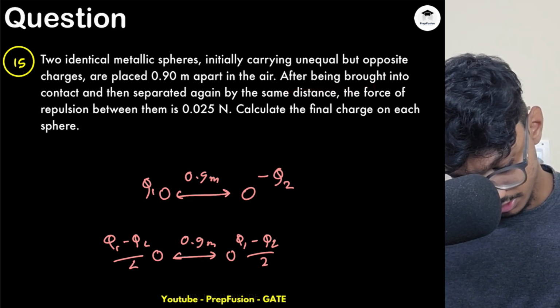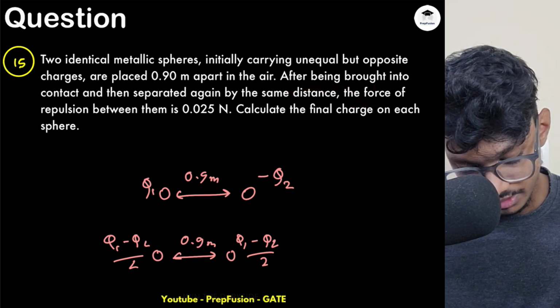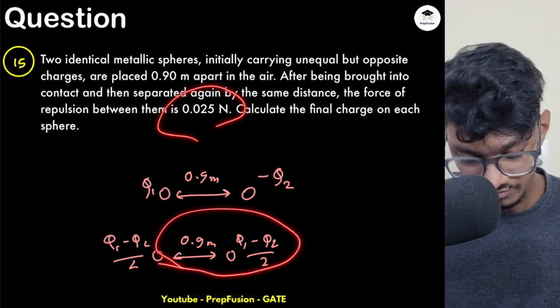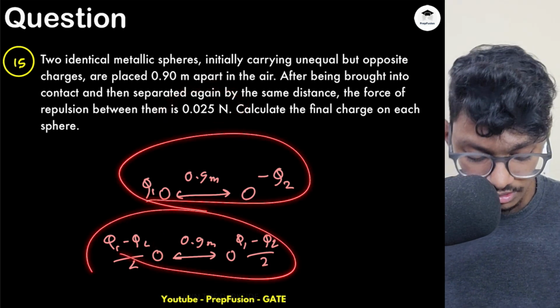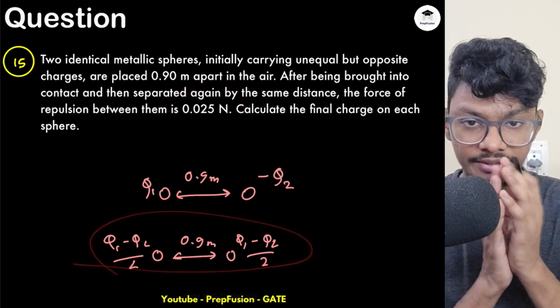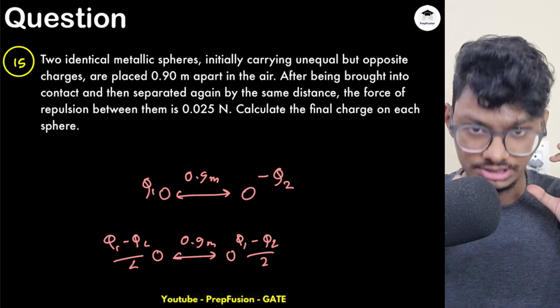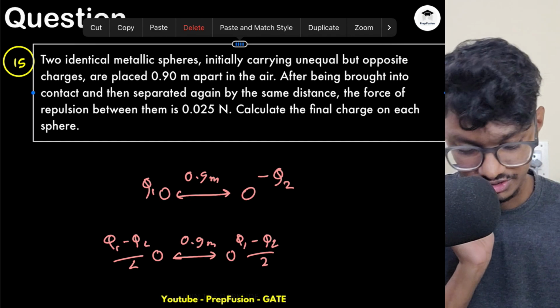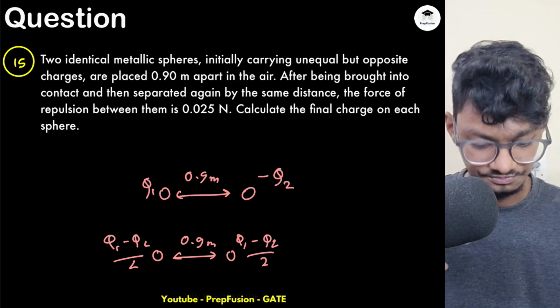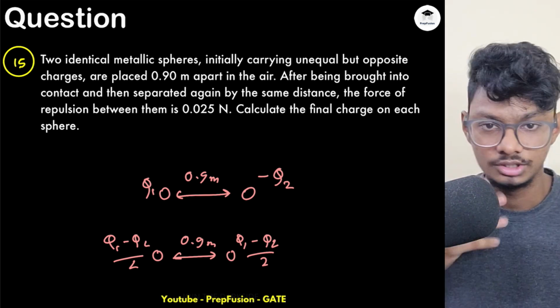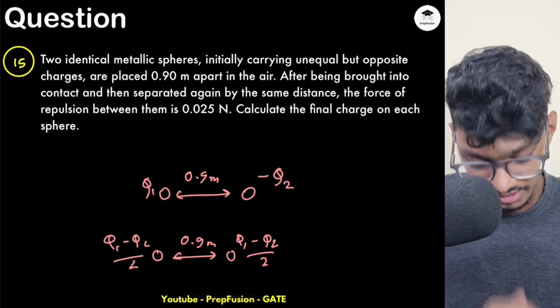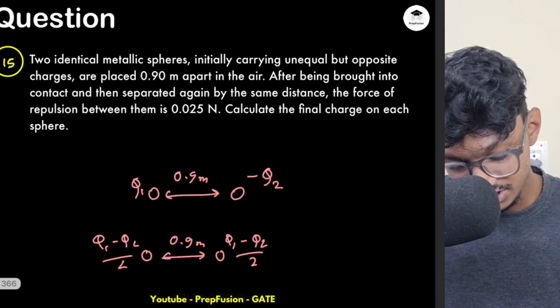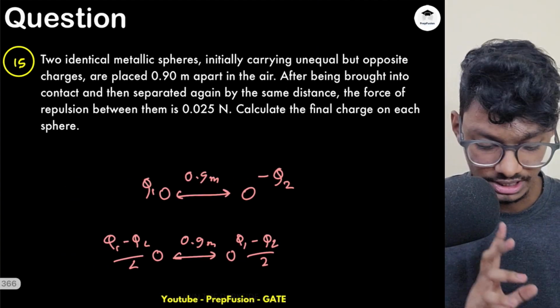after being brought into contact and then separated again, the force of repulsion between them is 0.025. Force of repulsion will be here or here? It will be here, right? After they come into contact, the signs of the charges are the same, hence they will repel each other. So obviously they will be repelled here, after again coming into contact. This force they are telling us is 0.025. Calculate the final charge on each sphere.